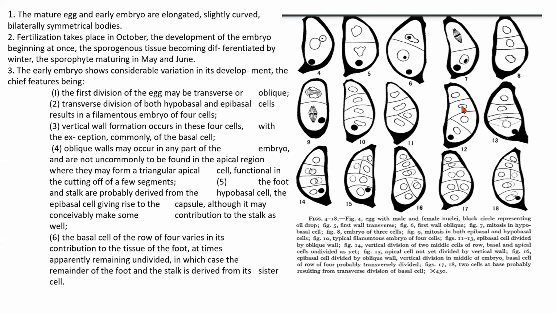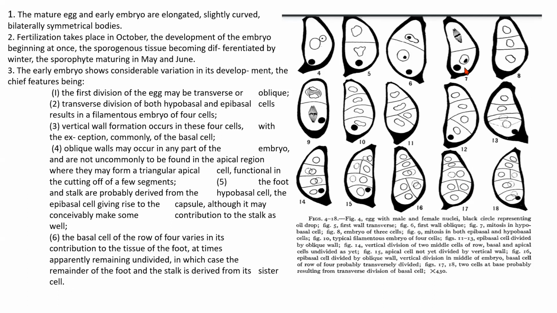The basal cell of the row of 4 varies in its contribution to the tissue of the foot. Sometimes you have a stalk, sometimes you don't have a distinct stalk. You have a very short stalk. So this set of diagrams gives you an idea of how the embryo is developed.